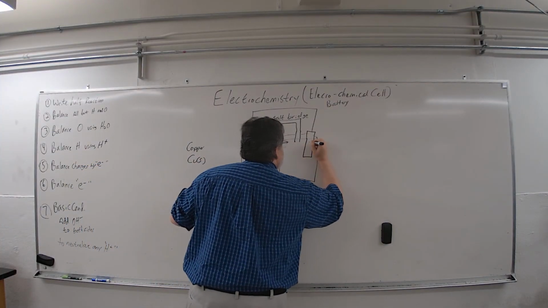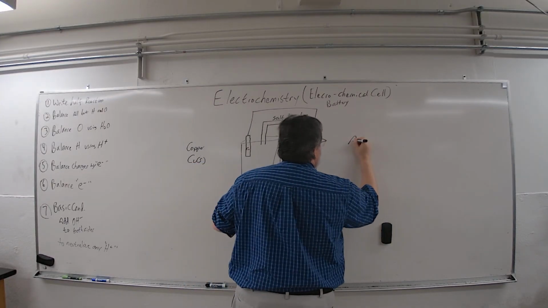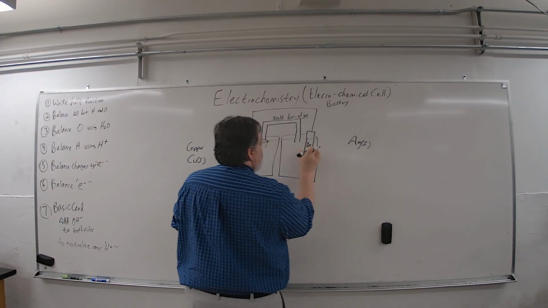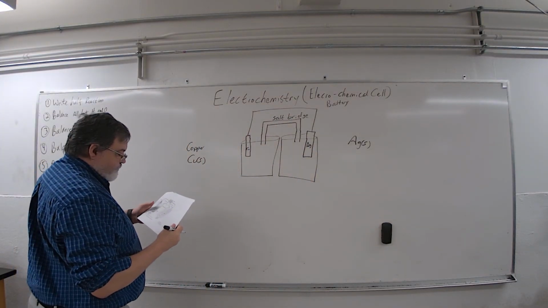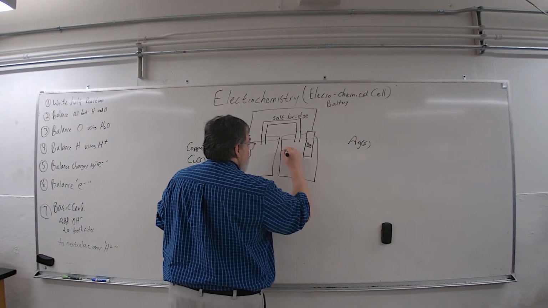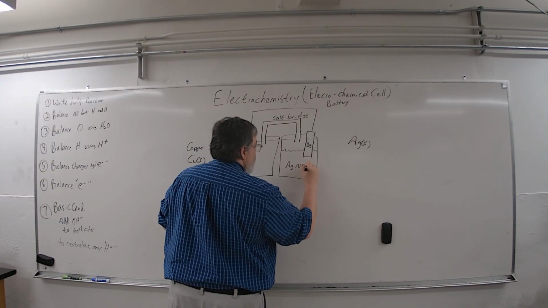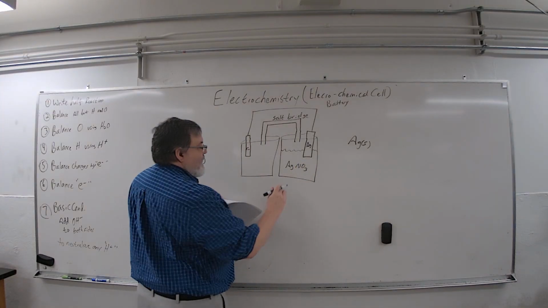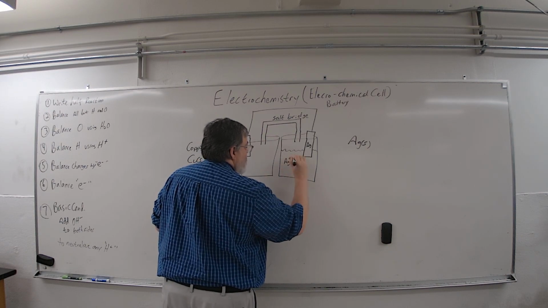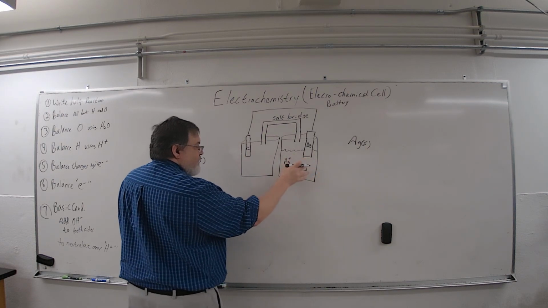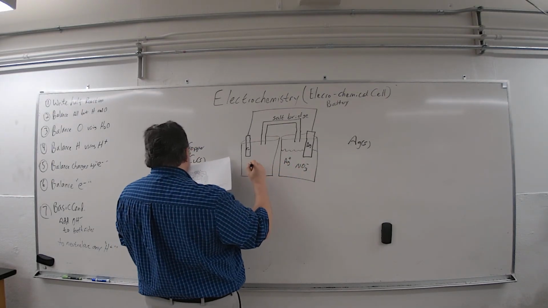And for this cell, we've got silver over here, Ag, silver solid here. And here we have AgNO3, but really it's Ag plus and NO3 minus. That's a silver nitrate solution. And over here we have copper nitrate.